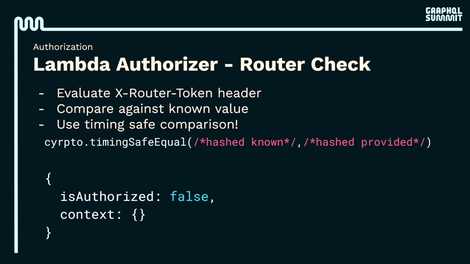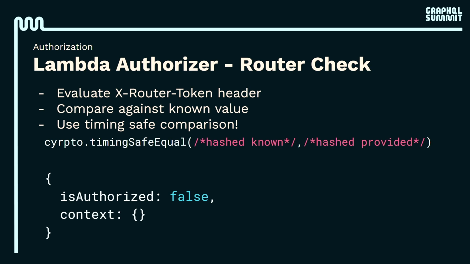So what does this look like? Well, first off, we need to do the router check. We need to first evaluate the XRouter token header and compare it against the known value. And then be very careful here, because when you're checking for equality, you need to make sure you're using timing safe equal for something like a pre-shared key. It's extremely important, and I won't get into the details of a timing attack, but if somebody had enough time, they could brute force your pre-shared key if it's not using a timing safe method of equality checks.